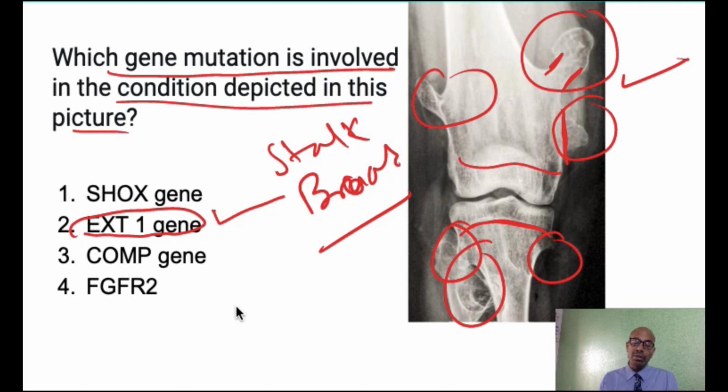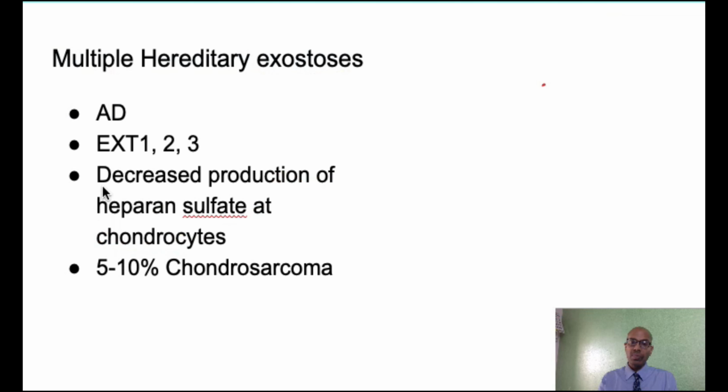A lot of people got this answer correct in the Telegram channel, so I'm very happy about it. It's not an easy question, it's a difficult question, and a lot of you got it right. So the answer to this question is option number 2, EXT1 gene. Let's go into a little bit of detail about multiple hereditary exostosis.